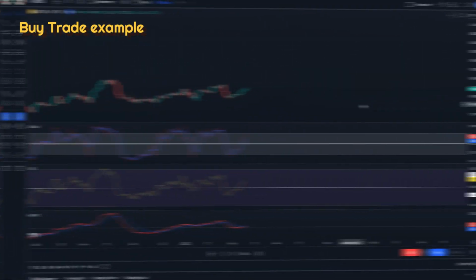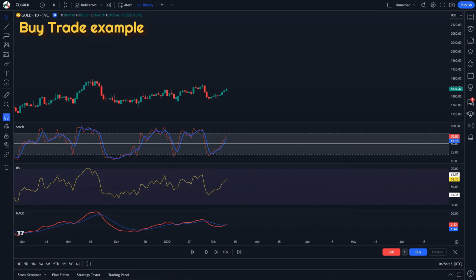Here are other examples of the MACD, stochastic and RSI trading to fully understand this wonderful strategy and to make the most out of it.